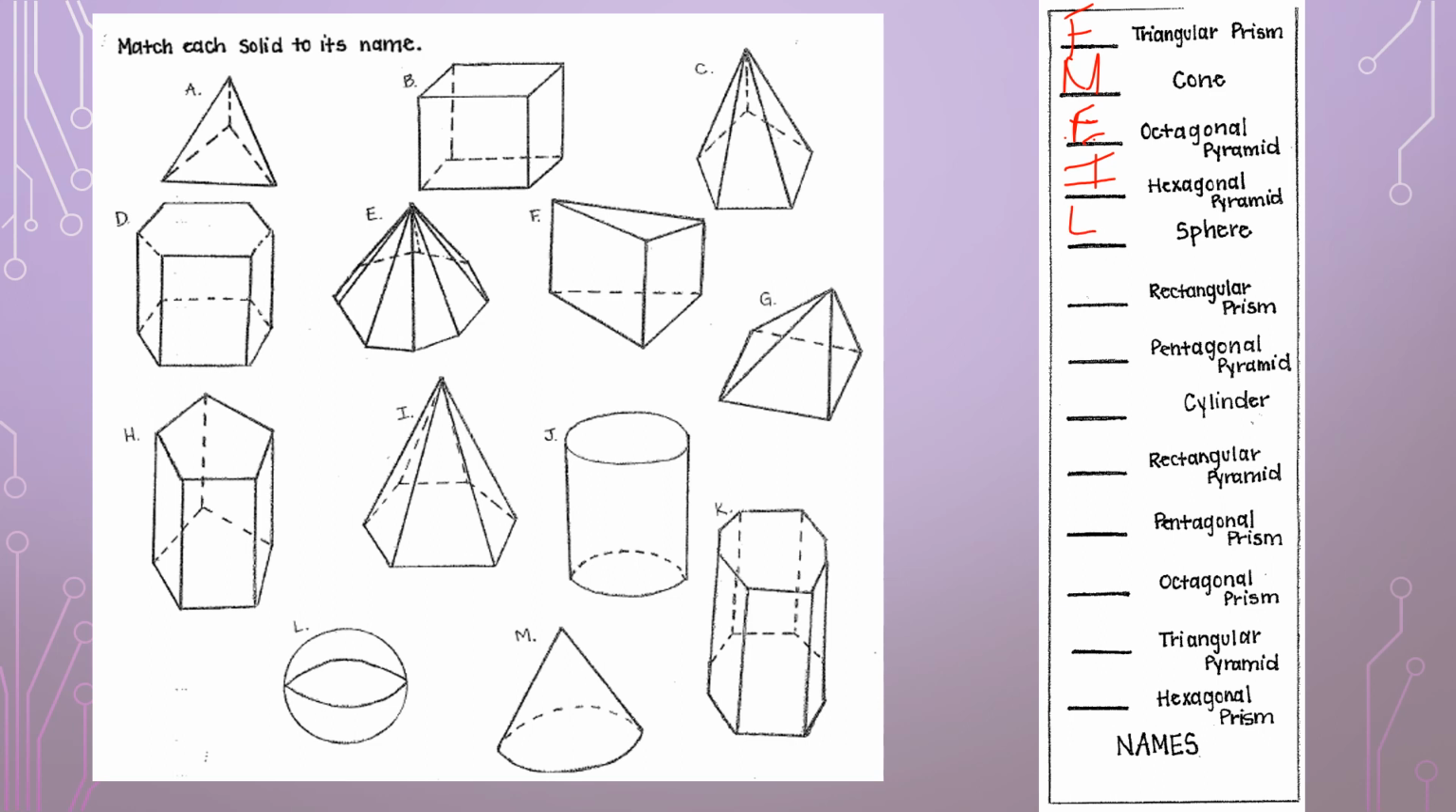A sphere is L. Rectangular prism would be B, because we can't be sure that that has all the same lengths for the bases. A pentagonal pyramid would be C. A cylinder would be J. A rectangular pyramid is G. A pentagonal prism would be H. Octagonal prism is K. Triangular pyramid is A, and then a hexagonal prism is D.